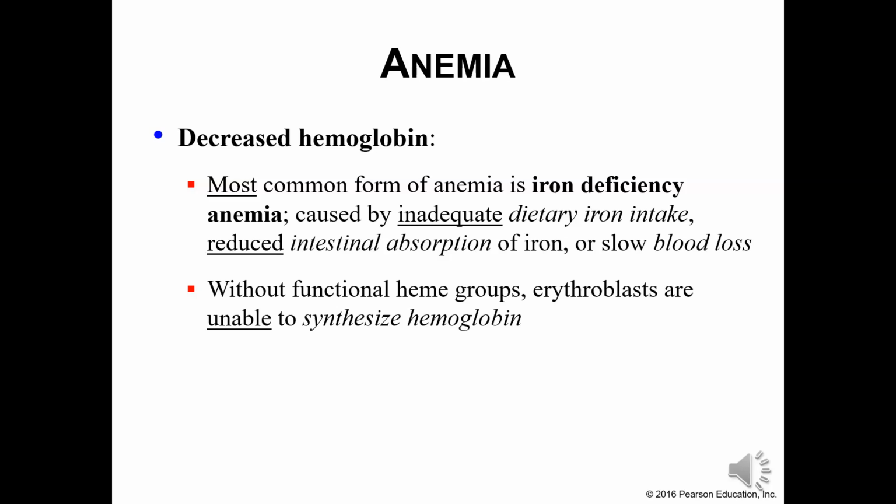But the most common form of anemia is iron deficiency anemia, and that's simply caused by an inadequate dietary intake of iron. If this is the case, sometimes it can be corrected by giving them iron supplements, or it can be caused by reduced intestinal absorption of iron. You may have inflammation of the duodenum, of the small intestine, or even a tumor. Or a slow blood loss, a chronic hemorrhaging. Without functional heme groups, though, the erythroblasts, remember, are unable to synthesize any hemoglobin.